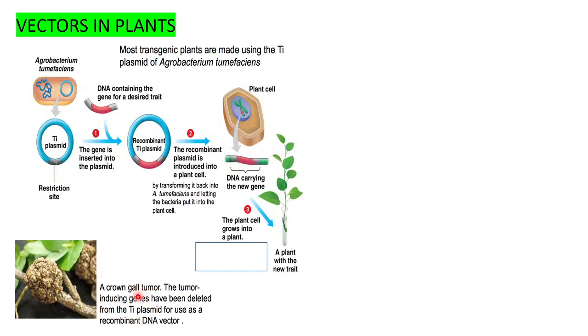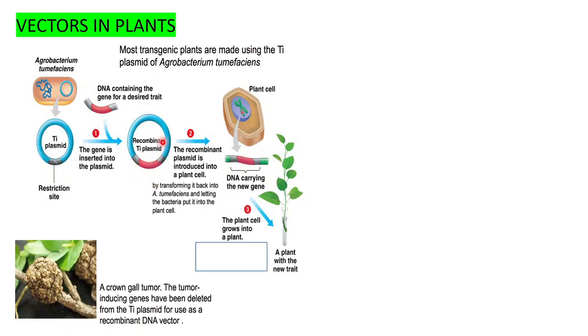Now that very property was exploited. So what is done here? First, we take out the plasmid from Agrobacterium, the Ti plasmid. Using a restriction enzyme at the restriction site, the insert is added here. What is the insert? The insert is the foreign DNA that we want to place in the plant. This red portion is the foreign DNA, and it is inserted into the plasmid, thereby creating the recombinant Ti plasmid. Already we have seen how it can be done using restriction enzyme and DNA ligase.